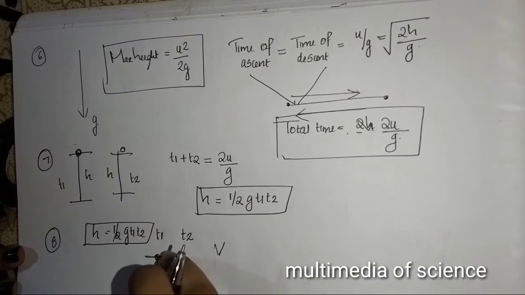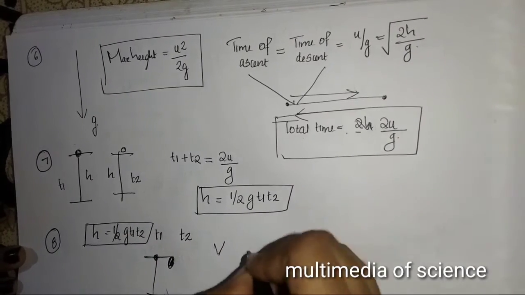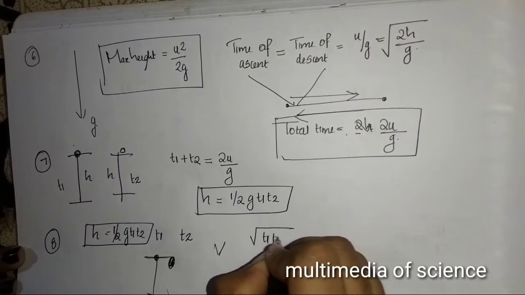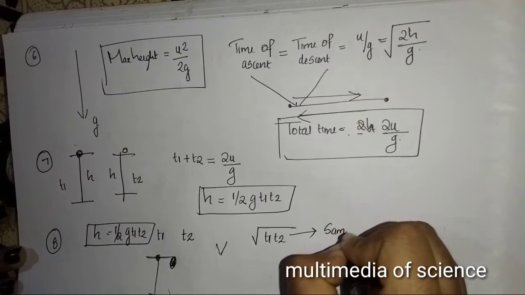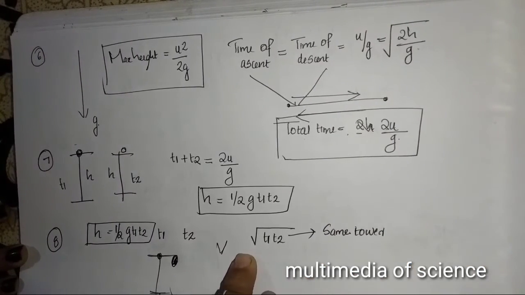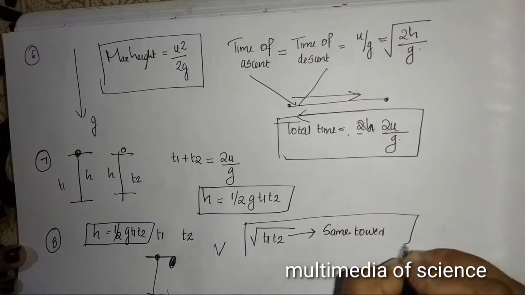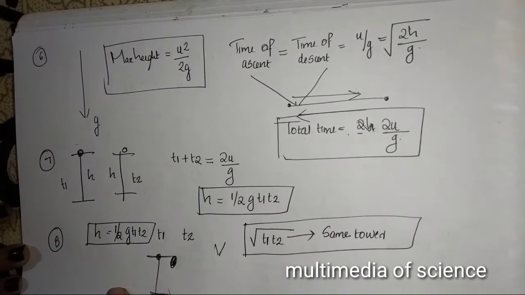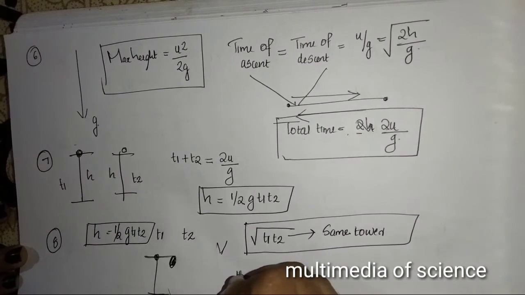If this body is dropped from the top of the same tower, the time taken to reach is root of t1 t2. If it is from the same tower, then the equation is root of t1 t2. Clear?